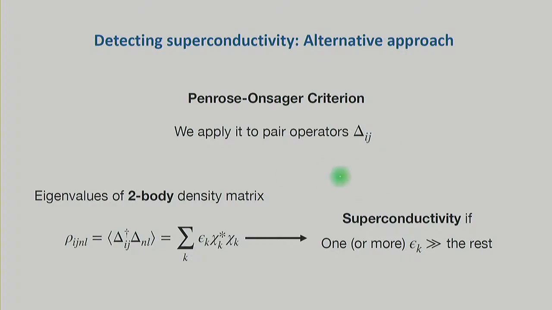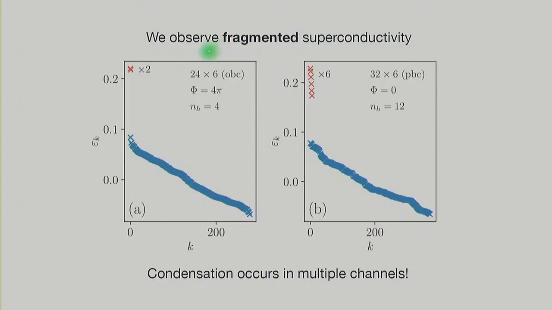So we try to use the same approach for Cooper pairing. We take the pairing operator, compute the same thing, and if there are one or more eigenvalues much bigger than the others, that means that we have Cooper pair condensation in our ground state. And the interesting thing is that what we find is a fragmented superconducting ordering. That means that this condensation of pairs doesn't happen in a single channel, but in different channels. And so what we're asking is, what's the meaning of these channels?